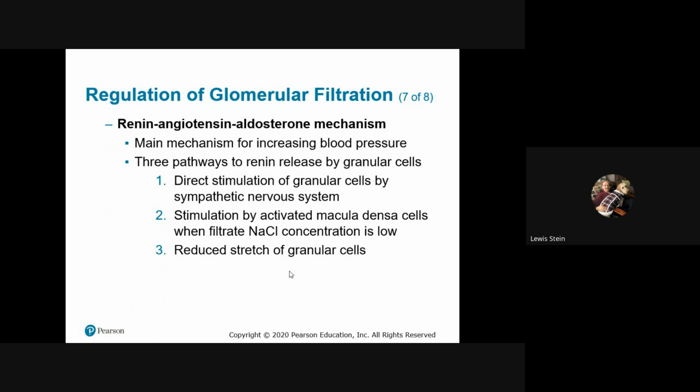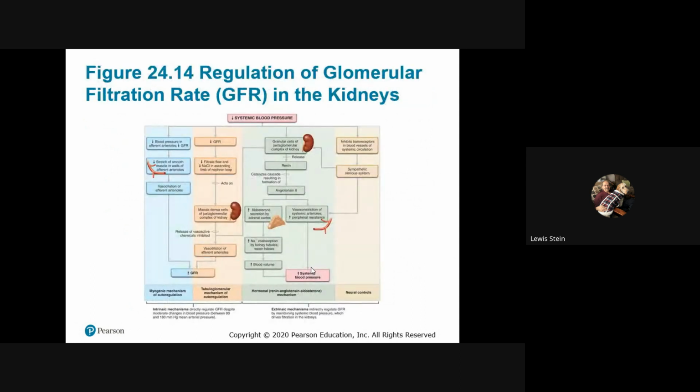And it starts with this. You can look at the diagram, and there are different pathways. It can be sympathetic, which will cause this, just like we were talking about before. The macula densa cells, when the salt concentration is low, or those granular cells are not getting stretched enough. All of those suggest blood pressure problems. Here are the events that occur. When any of those things occur, and effectively they're all signs of blood pressure dropping, renin is released.